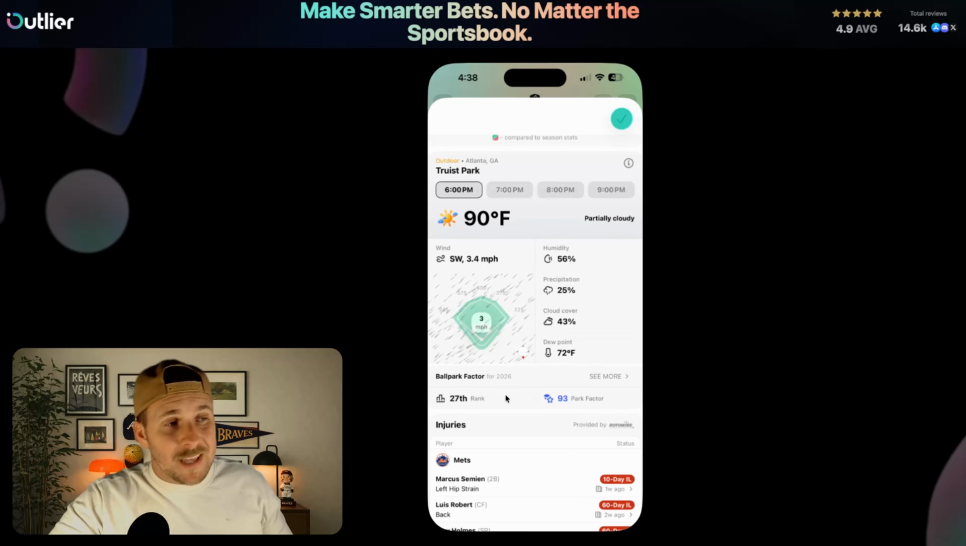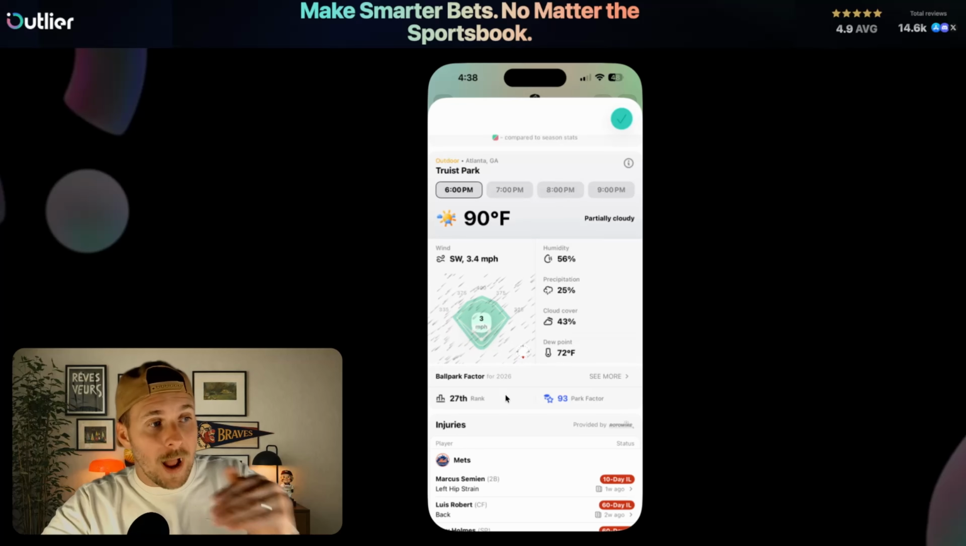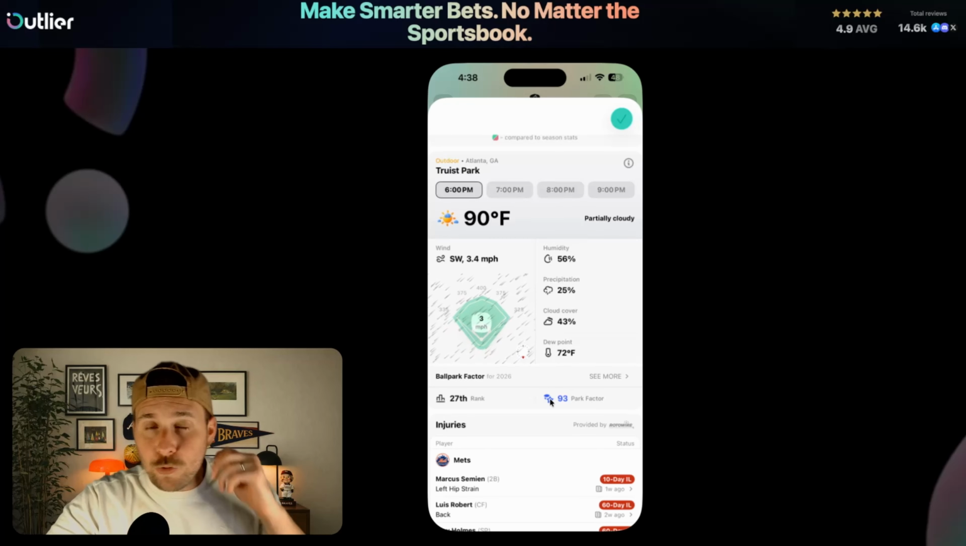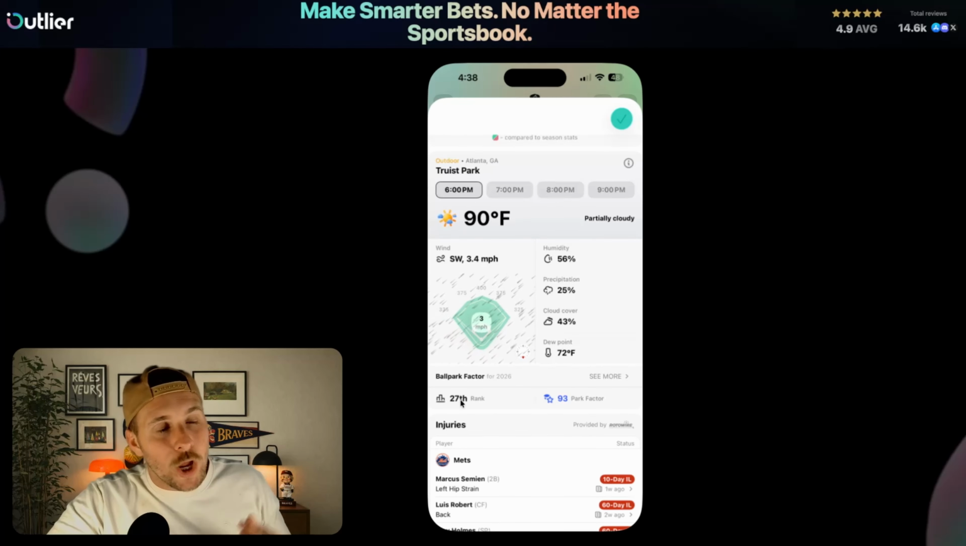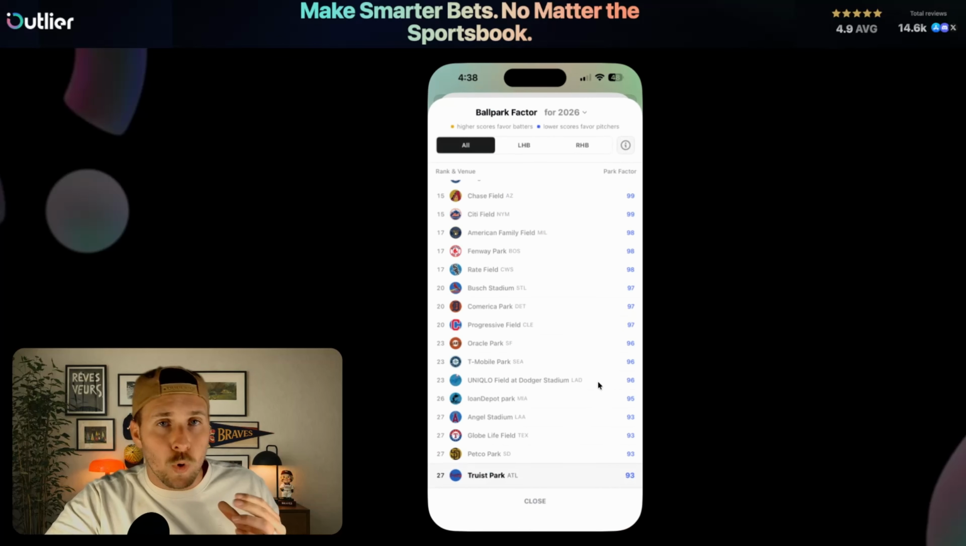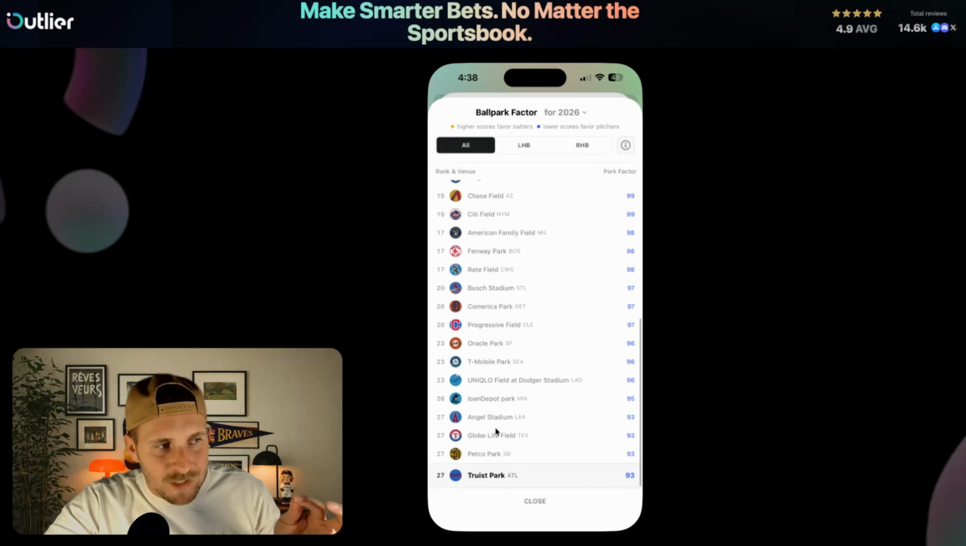Now, it is also important to not only check the weather, but also the ballpark factor as well. Generally, what I want to see is something at least at 100 or higher. So this ballpark factor of 93 is a little bit lower than I would like, and this 27 ranked is not that good. But if we wanted to click it to see more, to see exactly how does this ballpark line up to the other ballparks in the MLB, well, you can actually see that they are tied for dead last with 4 other stadiums in the MLB.